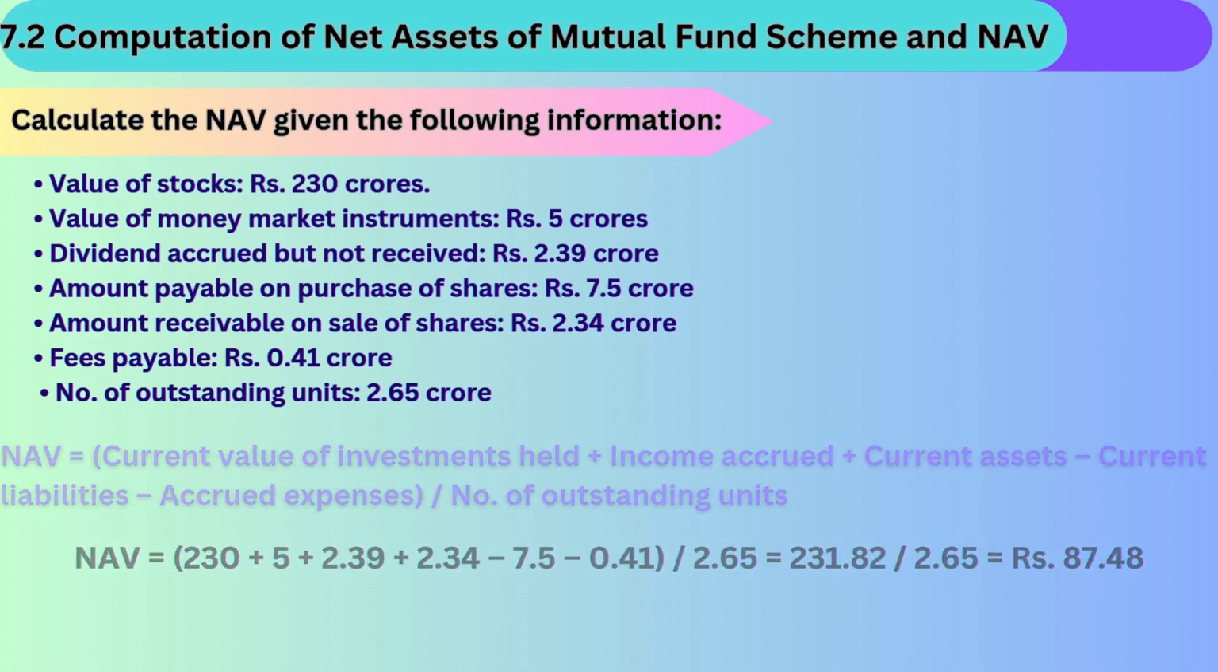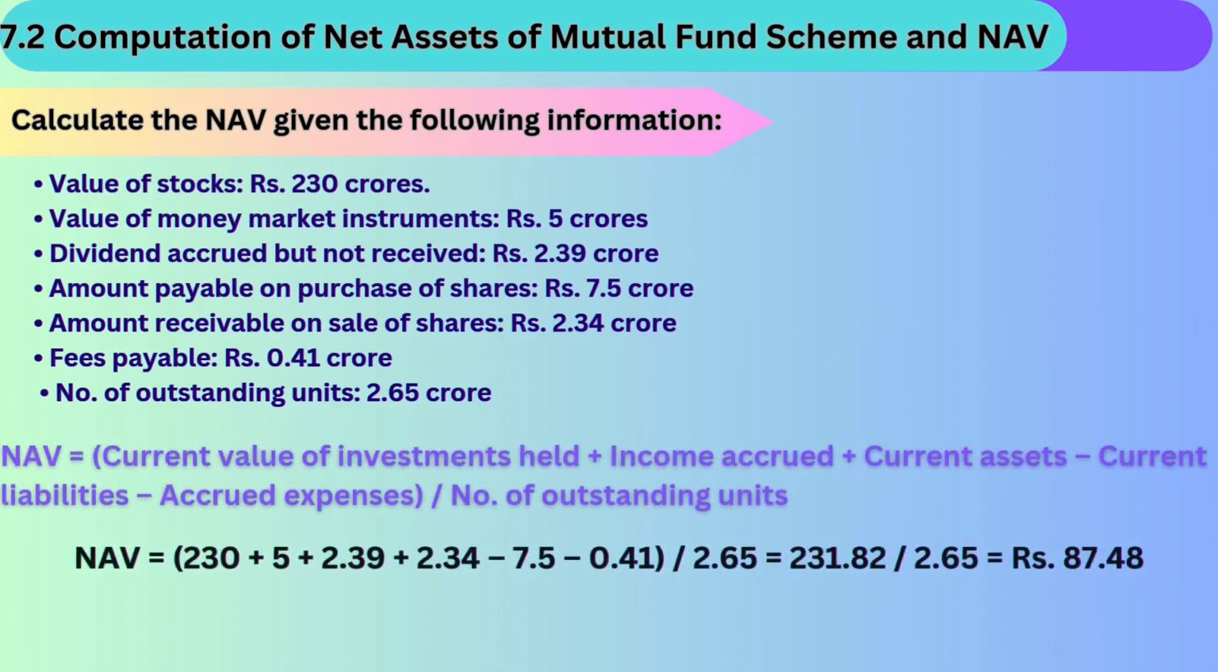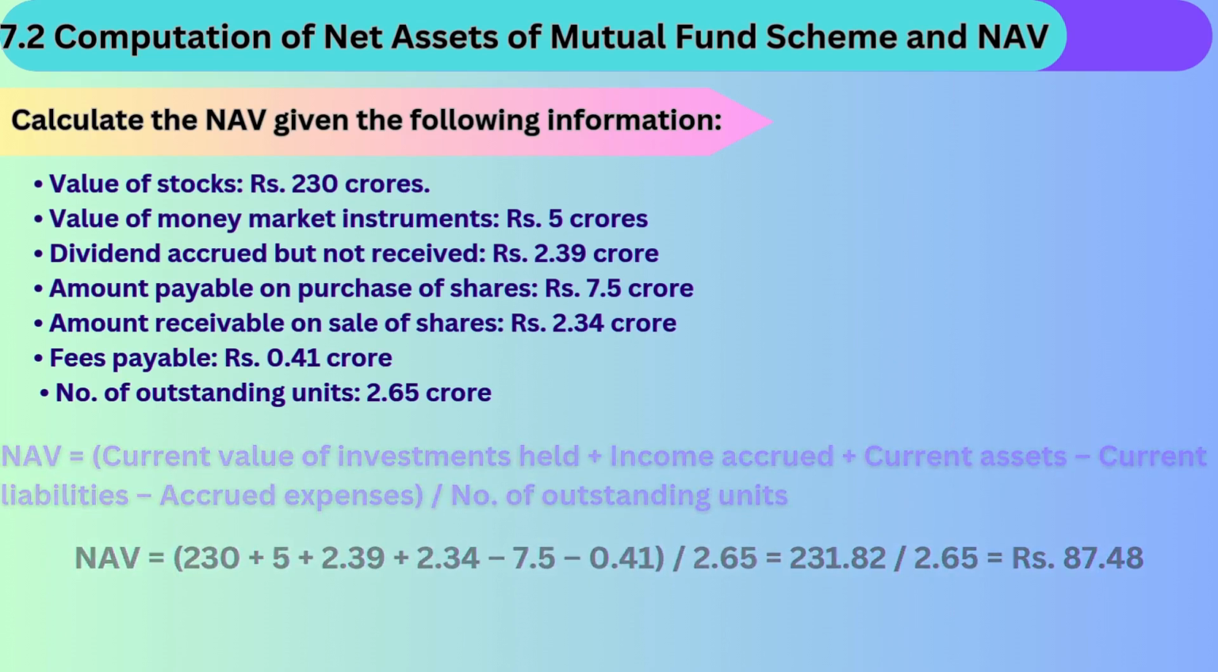So here NAV is equal to (230 + 5 + 2.39 + 2.34 - 7.5 - 0.41) divided by 2.65, which is equal to 231.82 divided by 2.65, which is equal to rupees 87.48. So the NAV of the particular scheme is 87.48.